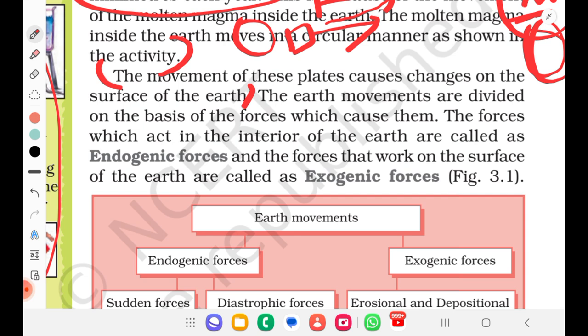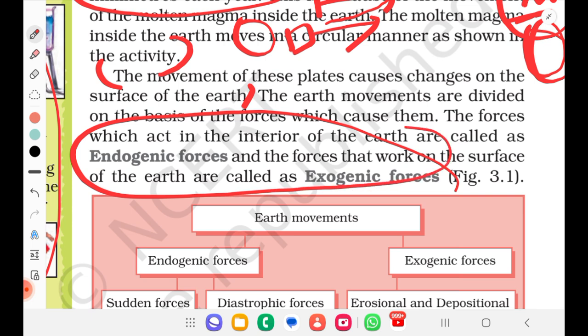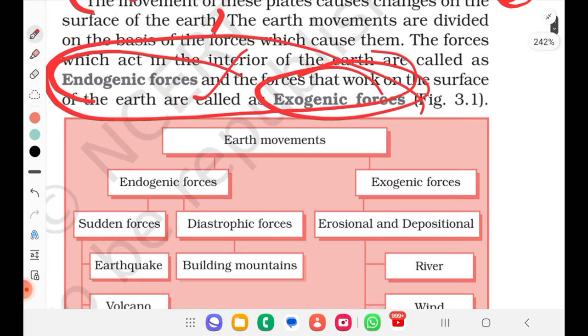The earth movements are divided on the basis of the forces which cause them. The forces which act in the interior of the earth are called endogenic forces, and the forces that work on the surface of the earth are called exogenic forces. So yesterday we read that the earth is dynamic both internally and externally. External, on the surface of the earth, it is exogenic forces. If it is inside the earth, it is endogenic forces. So they just told the reason.